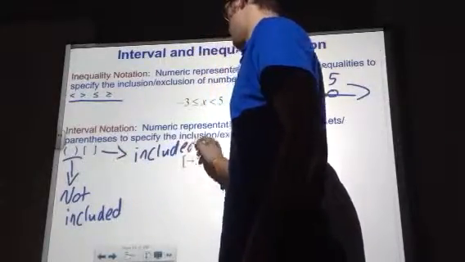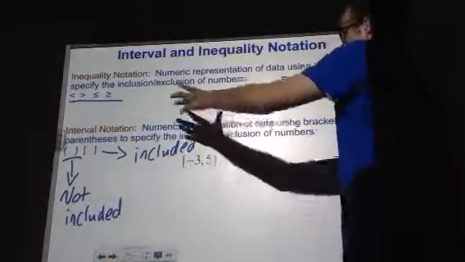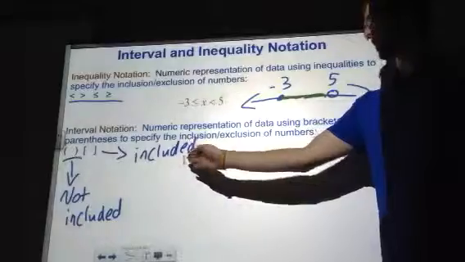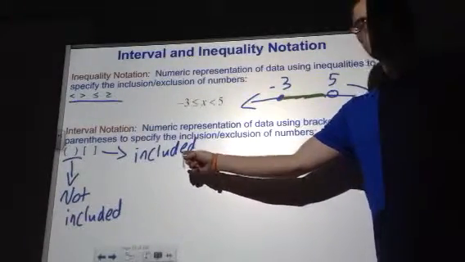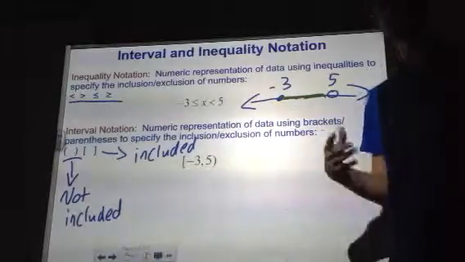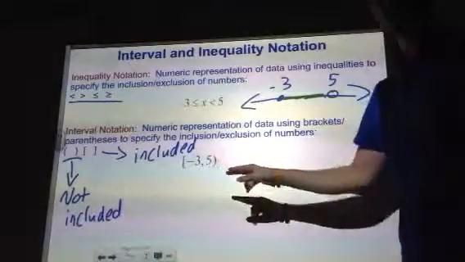If I were to write this compound inequality, negative 3 is less than or equal to x, which is less than 5, it would just be from negative 3 to 5, including negative 3, so there's a square bracket there, and not including 5, so there's a parenthesis. These two things mean the same thing.